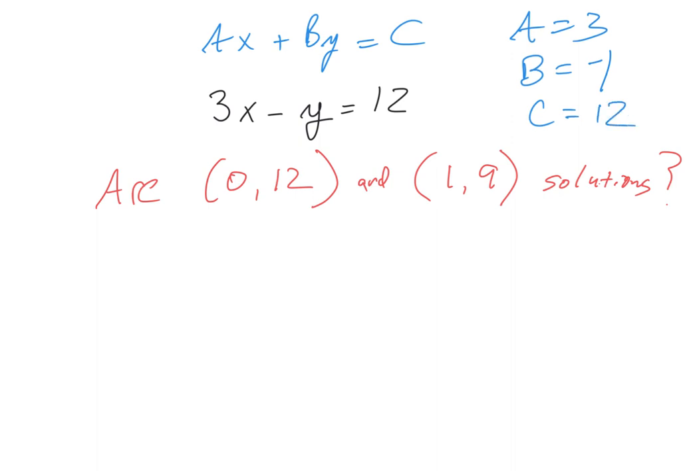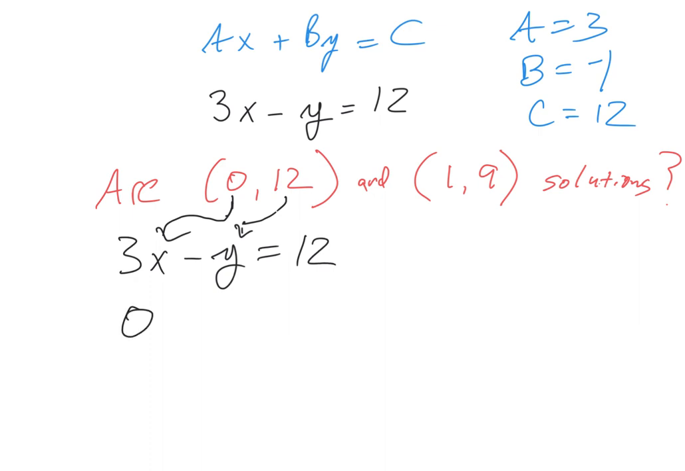But we're going to find out, are these two values solutions to that equation? To figure that out, we rewrite my equation, 3x minus y equals 12. And then I'm going to take this number, the 0, which corresponds to, again, this is x comma y, so this is the x, this is the y. Substitute those in. 3 times 0 minus, and then the y value is just 12, equals 12. Does -12 equal 12? And the answer is, not a solution.